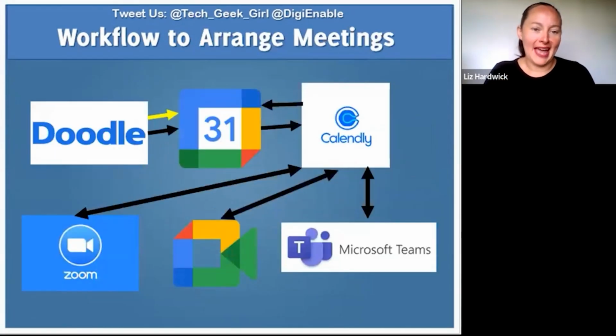So next one then, it is a bit busy, so let's go through that step by step. The workflow to arrange meetings. So we've got Doodle. Doodle is a little poll system where you can offer to your execs, or to the people that you know you need to meet, a series of dates, and then they can choose their availability and say, yes, I can do this, this, this, and this.